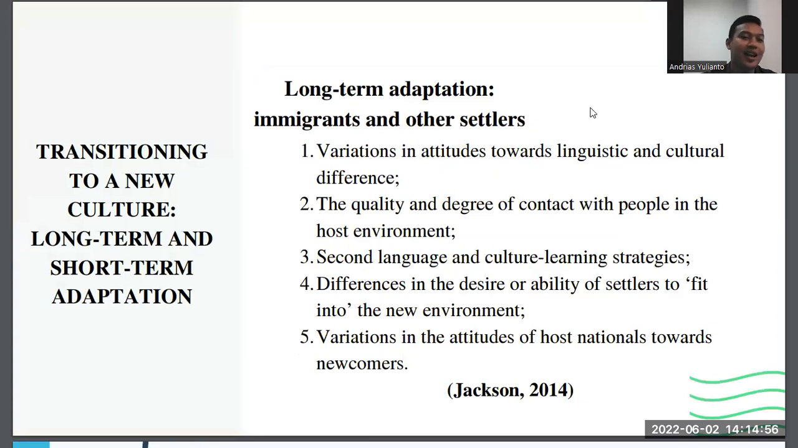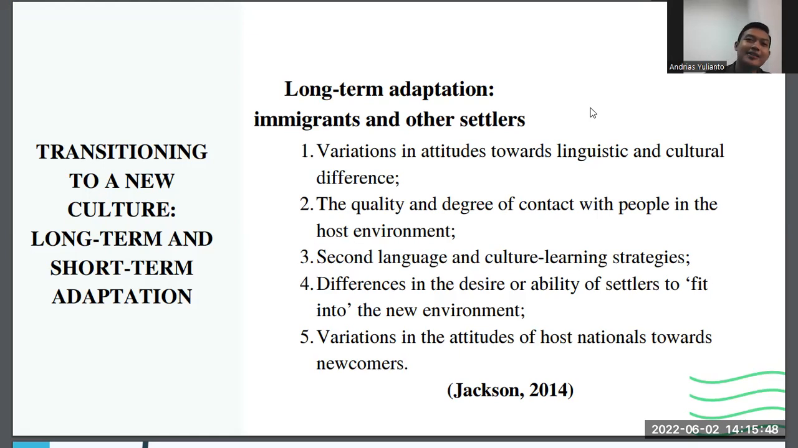Transitions to a new culture, long-term and short-term adaptations. Long-term adaptations, immigrants and other settlers. Variations in attitudes toward linguistic and cultural differences. The quality and degree of contact with people in the host environment. Second language and culture learning strategies. Differences in desire or ability of settlers to fit into the new environment. Variations in the attitudes of host nationals toward newcomers.